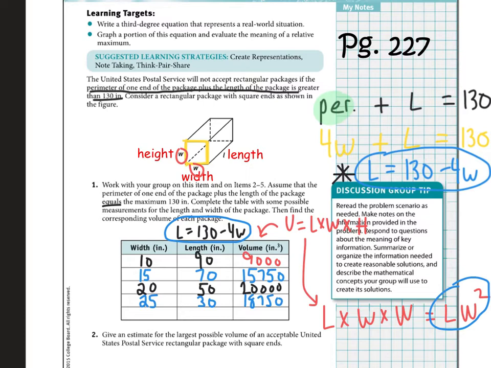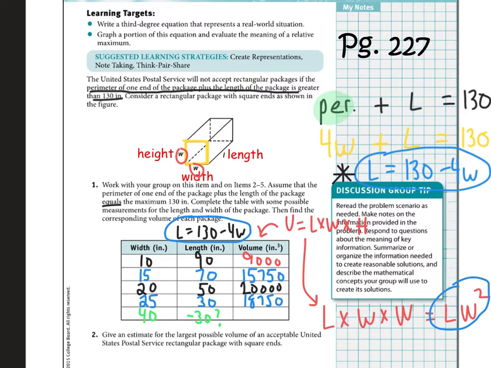Okay, and let's just do one more. I'm going to skip 30. Let's say we go to 40. What if we wanted to have a width of 40, for example? If the width were 40, the length is 130 minus 4 times 40, and I'm getting a negative number in there. I'm getting negative 30. Is that possible? Are you going to have a package with a negative length? Probably not.